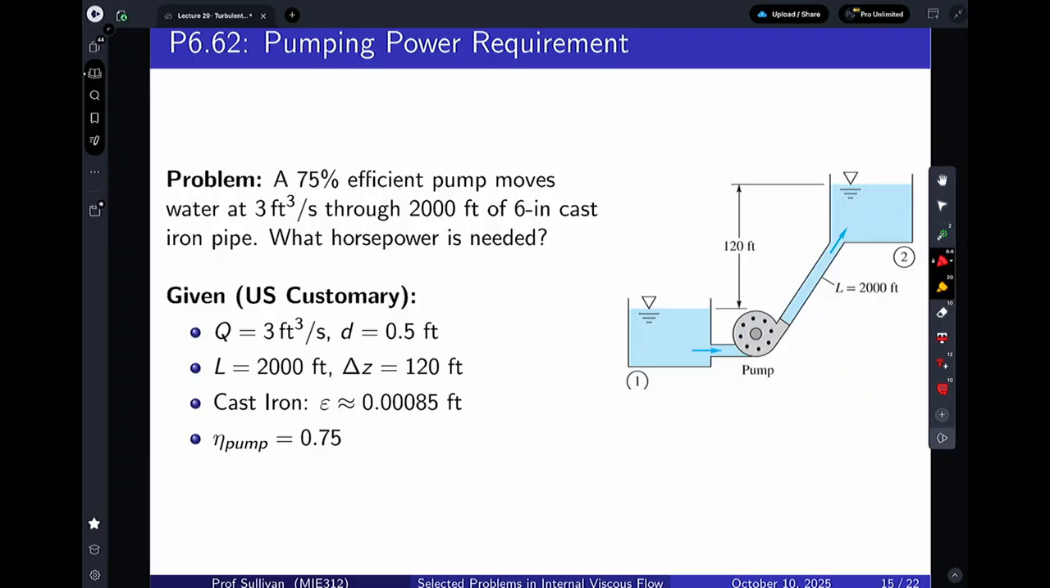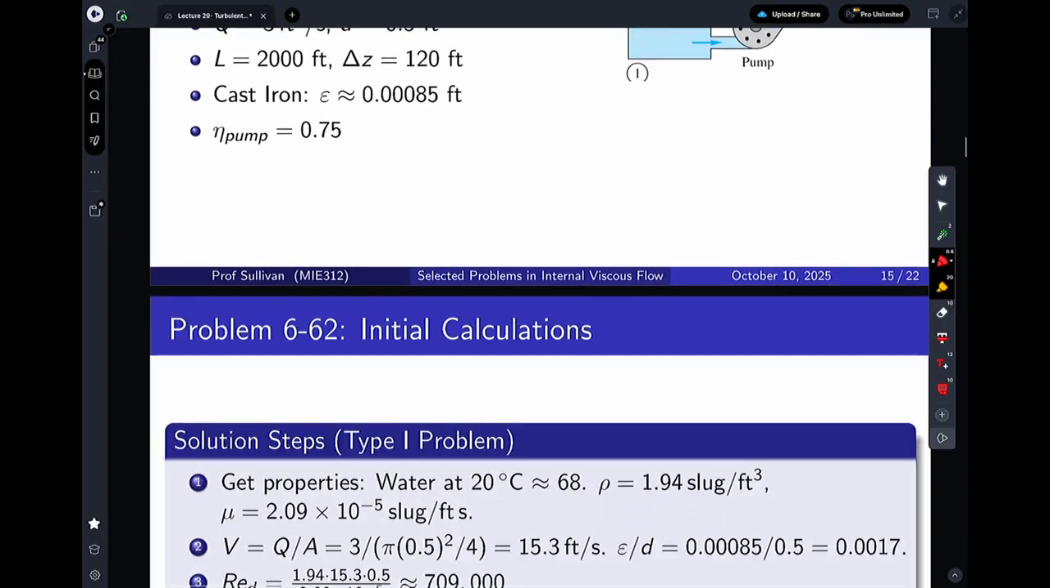A 75% efficient pump moves water at 3 cubic feet per second through 2,000 feet of 6-inch cast iron pipe. What horsepower is needed? You're given Q, you're given D, you're given length, you're given delta Z, and delta Z is 120 feet. You're getting cast iron, which is 0.00085 feet in terms of height, and eta of the pump is given.